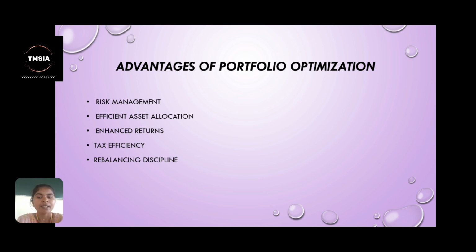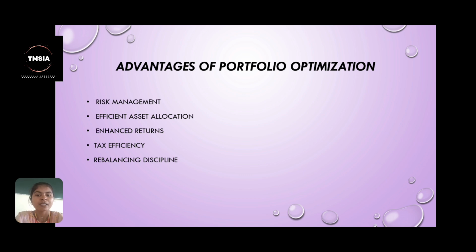Fourth advantage, tax efficiency. Portfolio optimization can also consider tax implications and help improve tax efficiency. Investors can minimize their tax liability by carefully selecting assets and considering tax characteristics such as capital gains, dividends and tax rates. It can result in higher after-tax returns and improved overall portfolio performance.